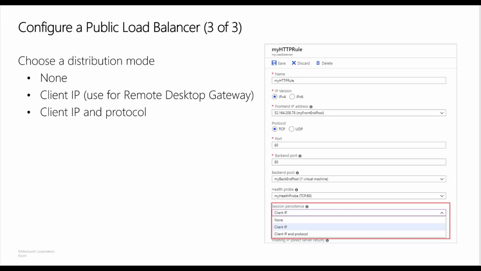When you create a load balancer endpoint, you must specify the distribution mode. If you look here, you can see the session persistence. Should I go for client IP alone? That's a 2-tuple. Should I go for client IP as well as the protocol? That's a 3-tuple.